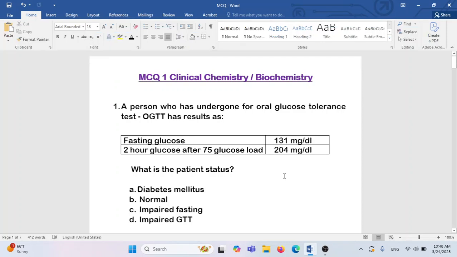Coming to the questions, the first is a person who has undergone an oral glucose tolerance test, OGTT, has fasting glucose 131, 2-hour glucose after 75 gram glucose load is 204. So what is the patient status? So options are here. So let's see, if fasting is greater than 126 and PP is greater than 200, we can call it purely diabetic. So the option is diabetes mellitus.